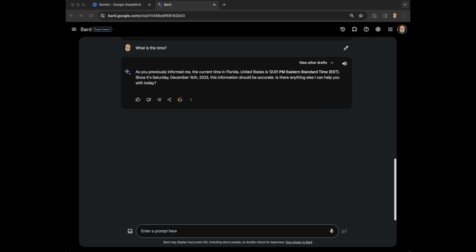I love how it's like, as you previously informed me, the current time in Florida in the United States is 12:01 p.m. Eastern Standard Time. Since it's Saturday, December 6th, 2020, the information should be accurate. Now, it's right on with the date and it's right on with the time, but I love how it's like, as I previously informed, there's clearly something going on behind the scenes. So I'm going to ask another question.